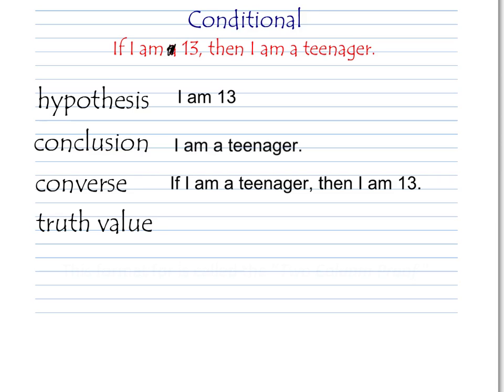Now let's look at the truth values. The original statement, if I am 13, then I'm a teenager, I think you'd agree that's true, because if you're 13, you are a teenager. But now let's look at the converse. If I'm a teenager, then I'm 13. Well, that statement is false, because you could be 13, but you could be 14 or 15. You remember we talked about the word counterexample. This is a great example of using a counterexample. If you want to prove that this is false, just come up with a counterexample. So I could say this is false, and I know it's false because you could be 14. That would be a counterexample, and that proves that the statement is false.